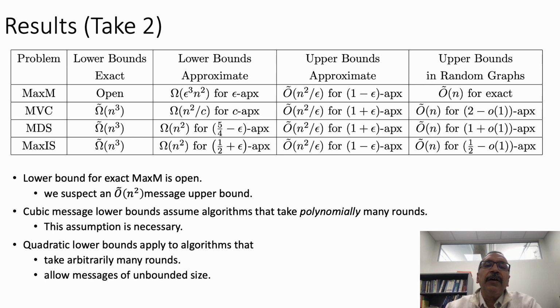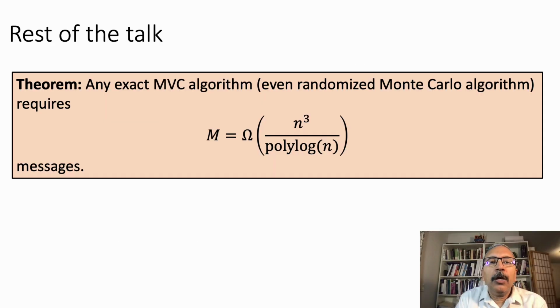Here we show that if our input graph is an Erdos-Renyi random graph, then we can approximately solve these problems using just a linear number of messages. In the rest of my talk, I'll sketch the proof for the cubic message lower bound for exactly solving minimum vertex cover. The specific result is as stated in this slide.